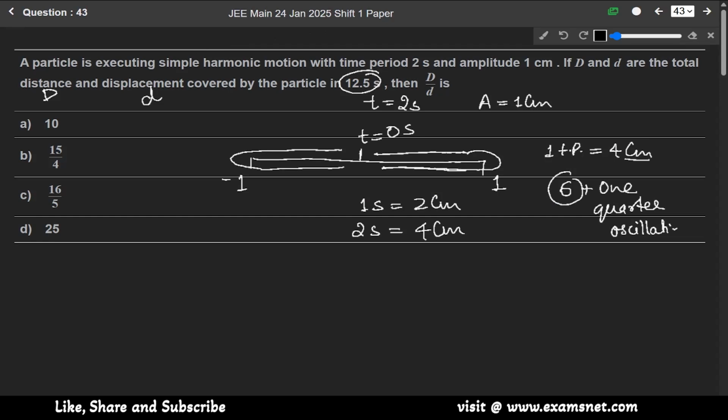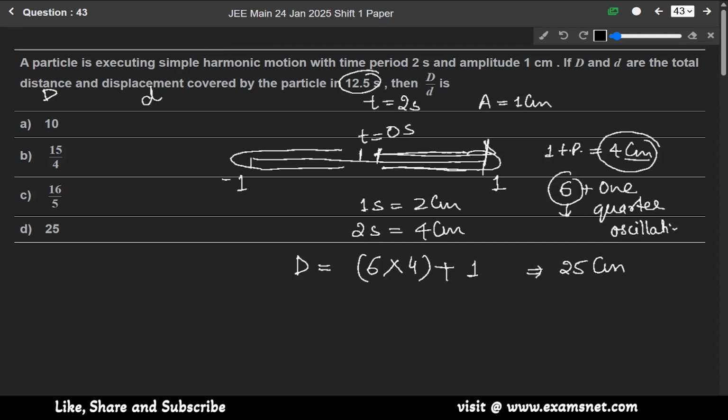It means the distance capital D will be 6 oscillation, means 6 into, and one time period is of 4 centimeters, so 6 into 4 plus this 1 quarter oscillation. 1 quarter oscillation means 1 centimeter. So it will be 24 plus 1, 25 centimeter.